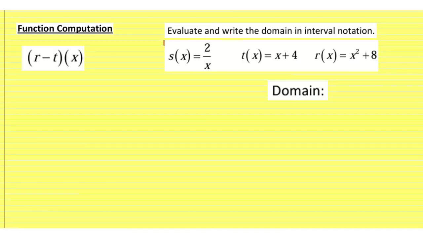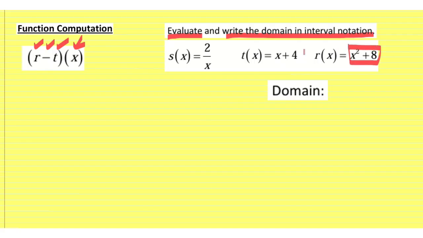Okay, this next one has a different set of instructions. It says to evaluate and write the domain in interval notation. So we're going to take the r function, we're going to subtract the t function, evaluate it for the x. So my r function is right there, and my t function is right here. So I am going to put r function x squared plus 8, and then I'm going to subtract all of the x plus 4 function, x plus 4.